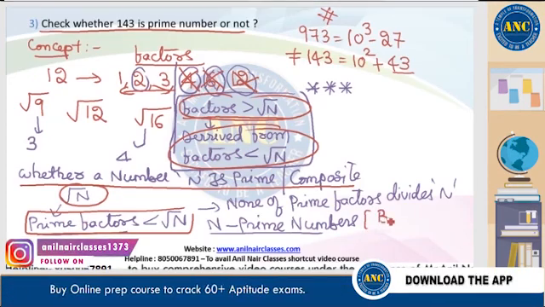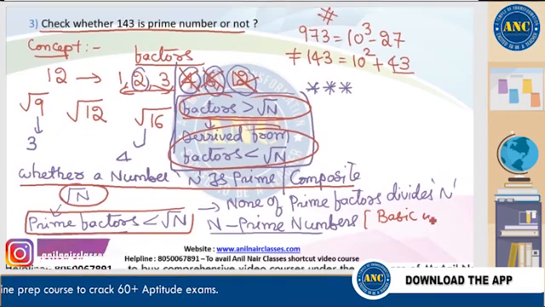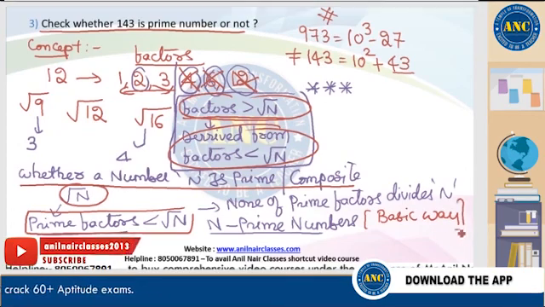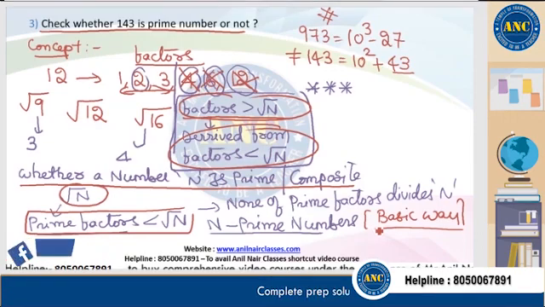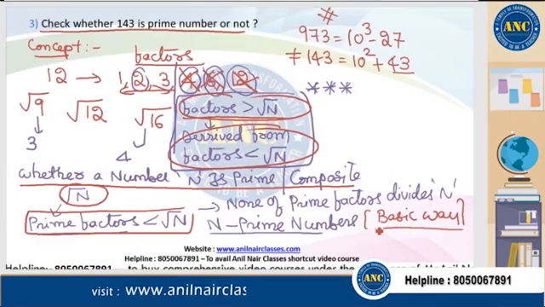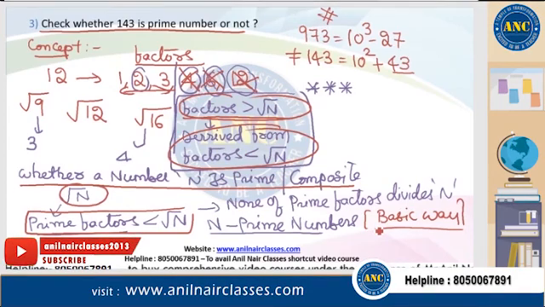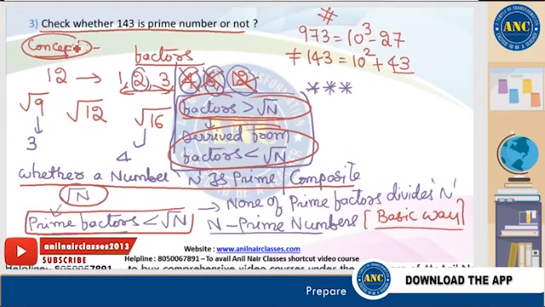This is the basic way to check whether a number is a prime number or not. This is not the final way. This is the basic way to check whether a number is prime or composite: take the prime factors less than root n. Now, with the understanding of this concept, let us solve one question.